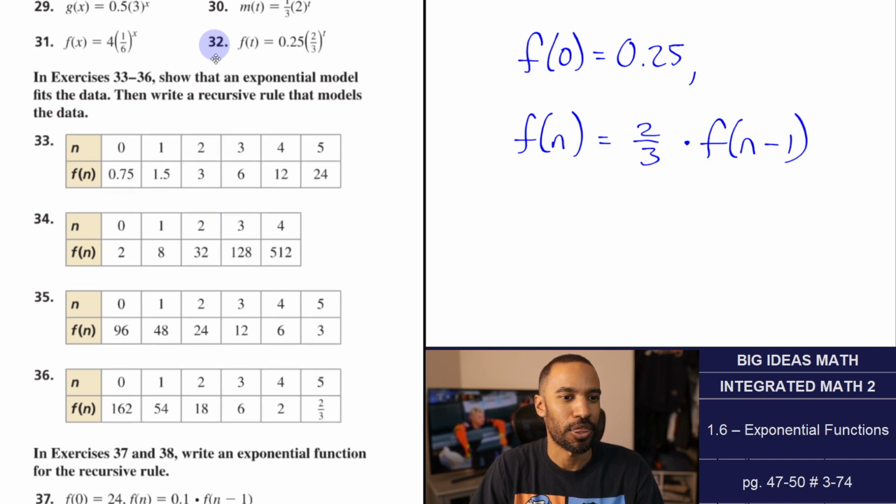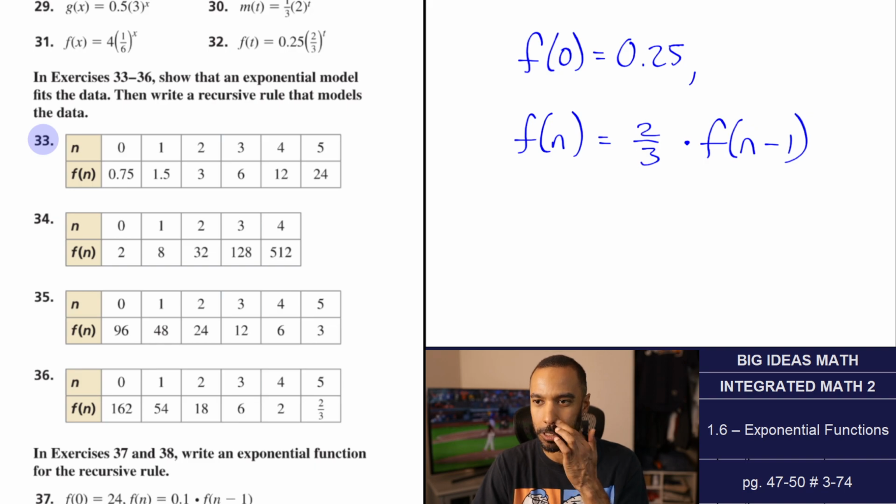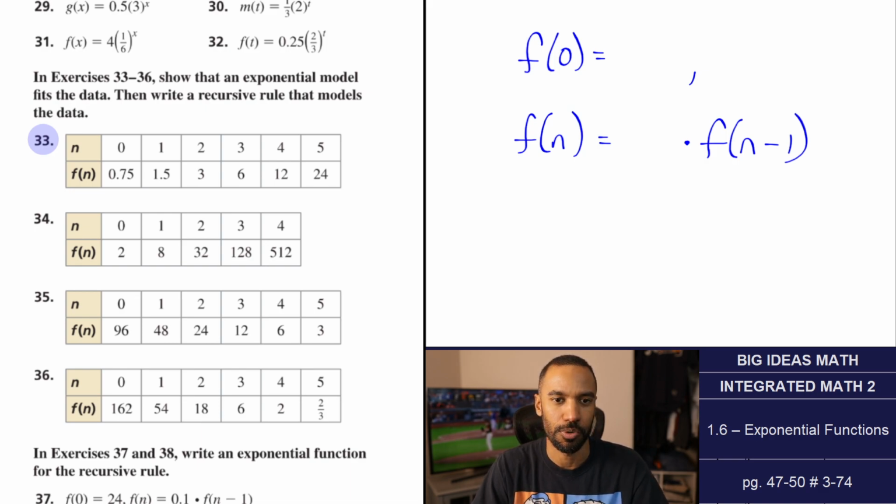Okay, numbers 33 to 36. Show that an exponential model fits the data, then write a recursive rule that models the data. So we still get to do recursive rules. I'm going to leave this here, and let's see what's going on. Let's look at this and check it out.